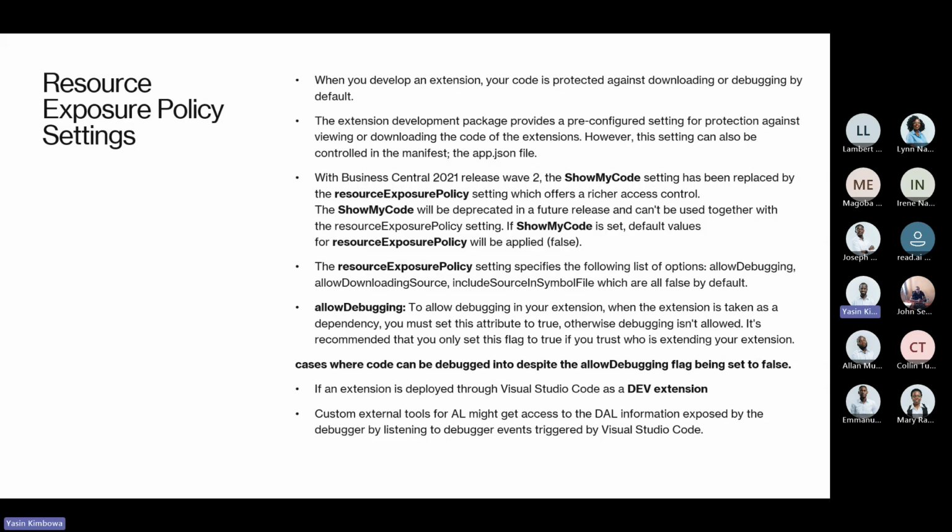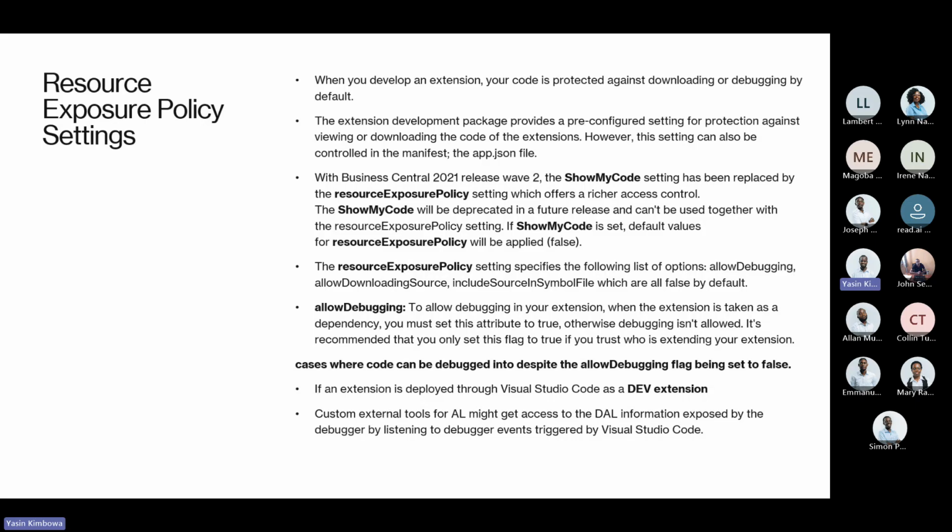And normally, currently, if you're starting a new project, you go and start a new project, it comes by default. In the previous versions, it wasn't coming. You could just use the show my code, maybe 170 there. The source exposure policy wasn't coming. But now, when you create a new project, it comes with these options: allow debugging, allow downloading source, include source in symbol file.